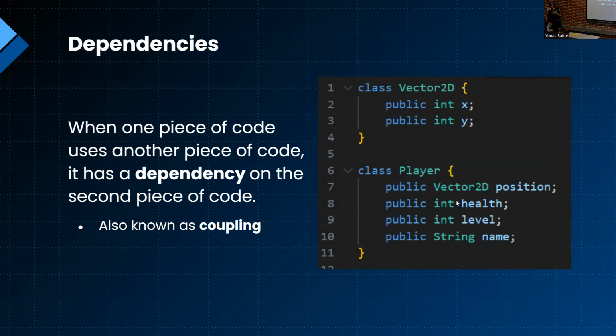So in doing this, the player class has a dependency on the Vector2D class. And this is important to recognize because changes in that Vector2D class are going to affect any class that uses it, including our player class here. And this is a pretty simple example, right? We really wouldn't need to do any complicated software design stuff for this.